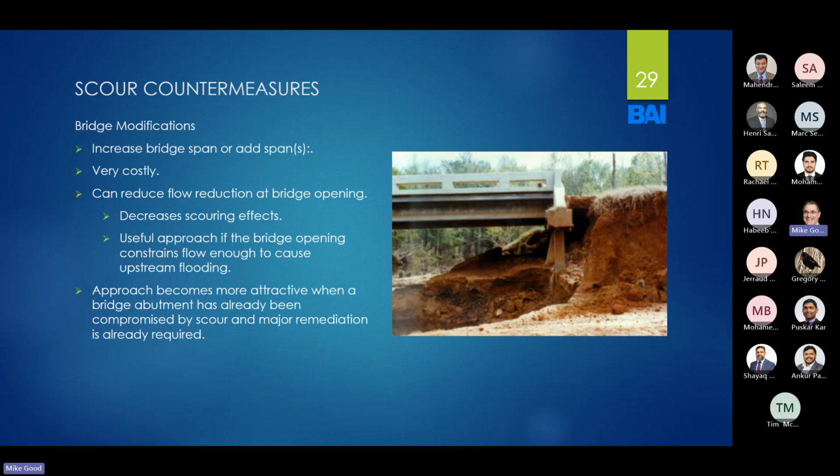It's also more valuable when a bridge abutment's already been compromised, of course. The one in this picture has already been compromised, so you're really not going to try to repair that. You're going to come back and do something new, and most likely what they'll do is build a new abutment behind it.